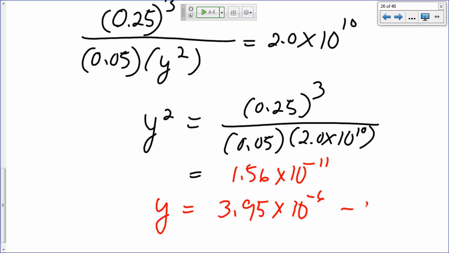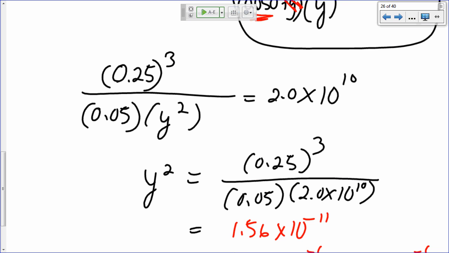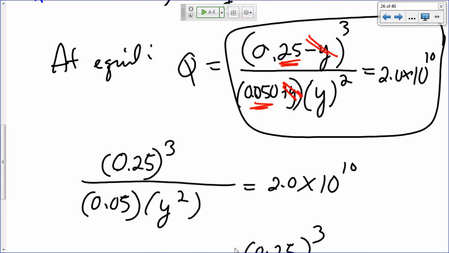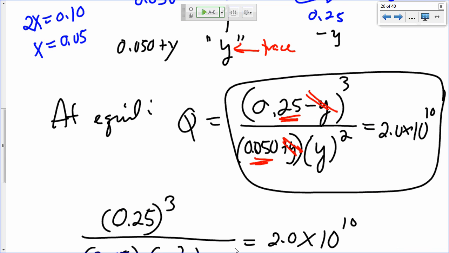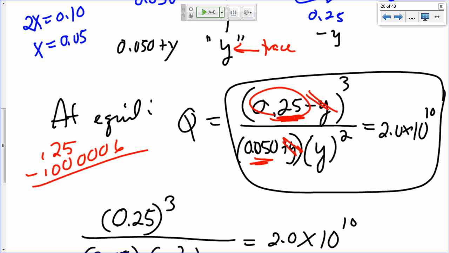Okay, or you can say 4.0 times 10 to the negative 6. So that's a very small number, right? Now, is that a valid assumption? Did we make a good assumption? If I were to subtract 4 times 10 to the negative 6 from 0.25, would that still be 0.25? So 0.25 minus 4 times 10 to the negative 6. That's still 0.25. If I add 4 times 10 to the negative 6 to 0.05, will that still be 0.05? Yeah. So that's a valid assumption.